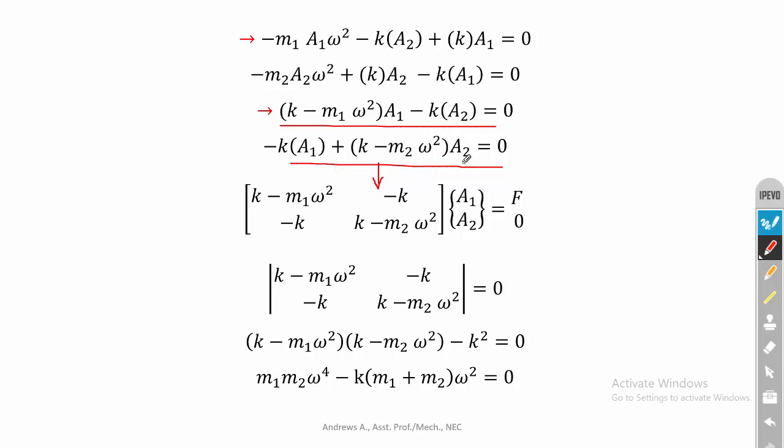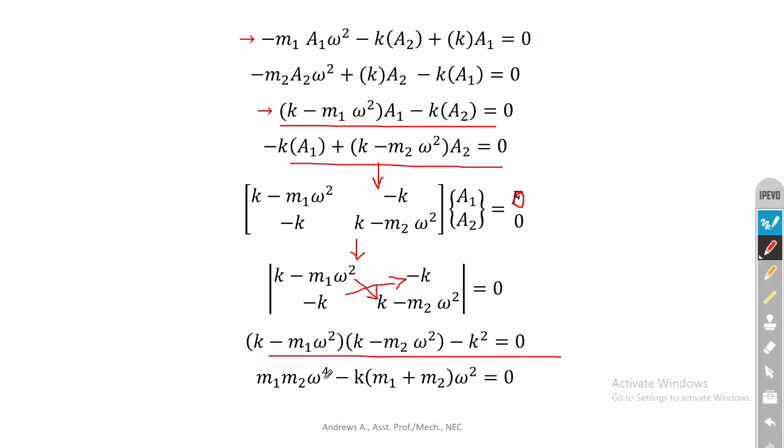Then you can write this in the matrix form. So it is k minus m1 omega square, minus k, then again k minus m2 omega square, and here it is a1, a2, and here it is 0 and 0, it is not f. Then we can write determinant of this matrix is equal to 0. So we can multiply the 2, that is (k minus m1 omega square) into (k minus m2 omega square) and minus k square. So minus and minus is plus, that is equal to 0.